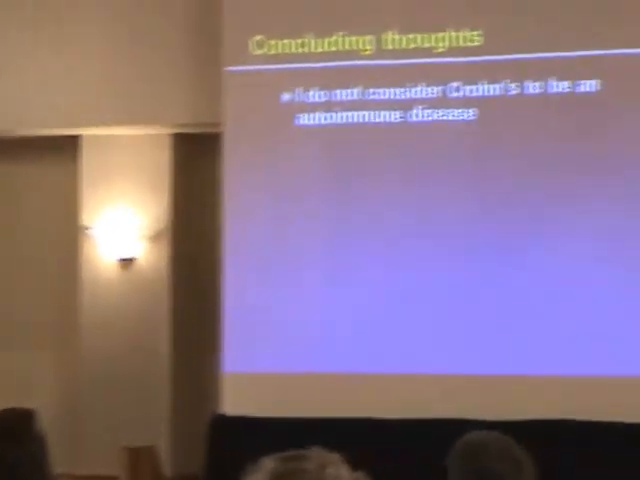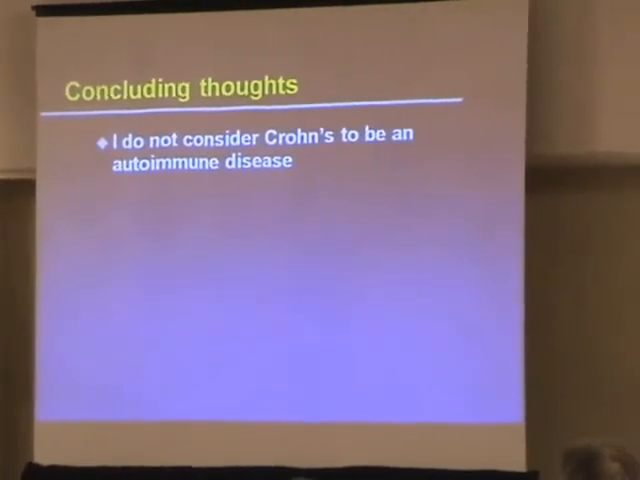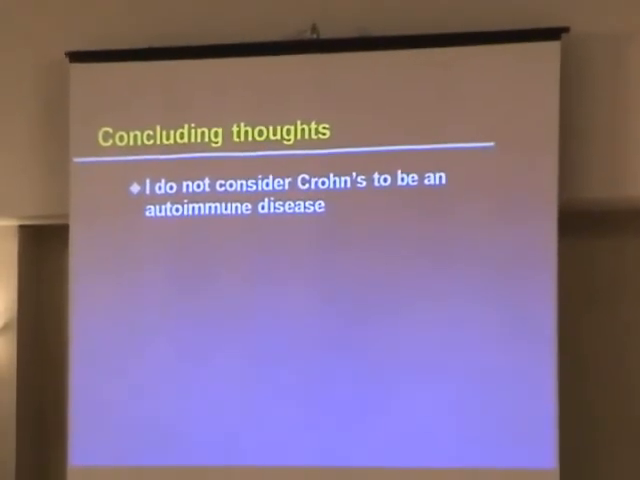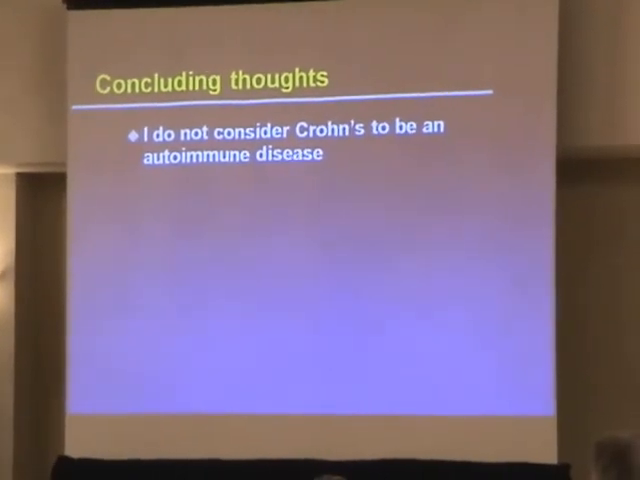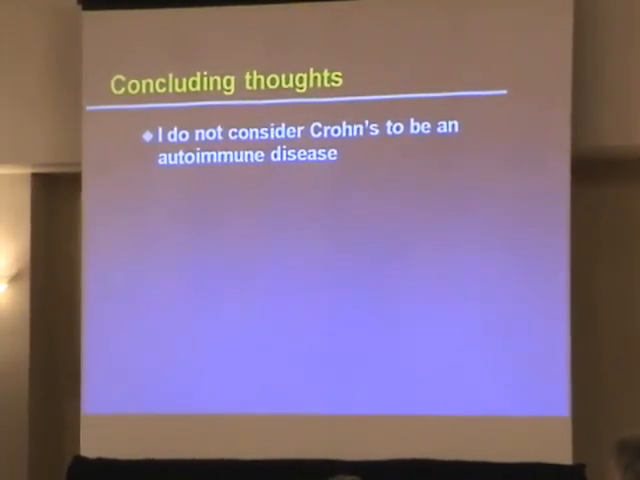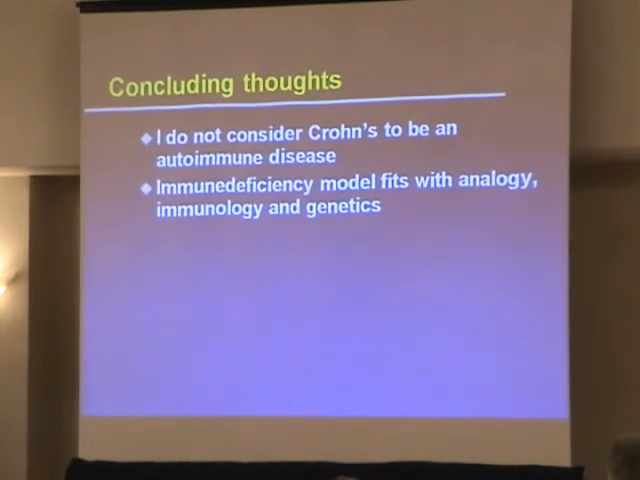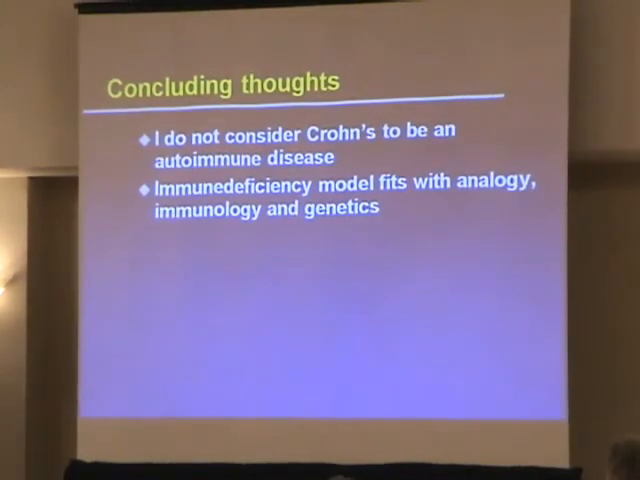So, my concluding thoughts. And I may be wrong, I do not consider that there's direct evidence that Crohn's is an autoimmune disease, and I'm not convinced that calling it an autoimmune disease is helping the agenda of understanding the cause. I believe that an immune deficiency paradigm fits better with some of the data. It's consistent with analogy, it's consistent with immunology, and it's consistent with the genetic data.